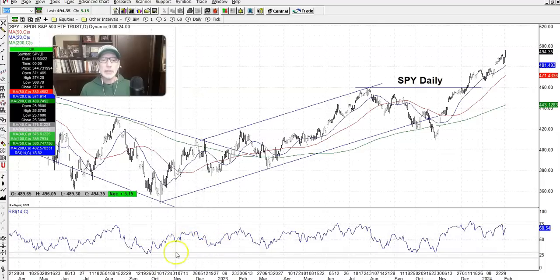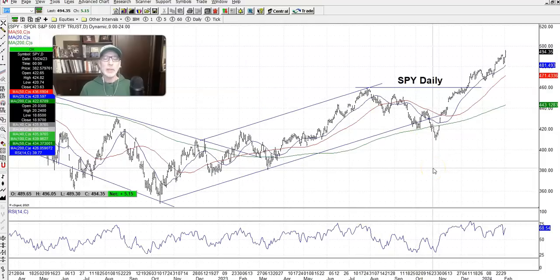So I use this indicator as a gauge if things may be getting a little bit too frothy on the upside or a little bit too sold on the downside, and I use it as a potential turning point to keep an eye on the price action, okay? So let's jump in.